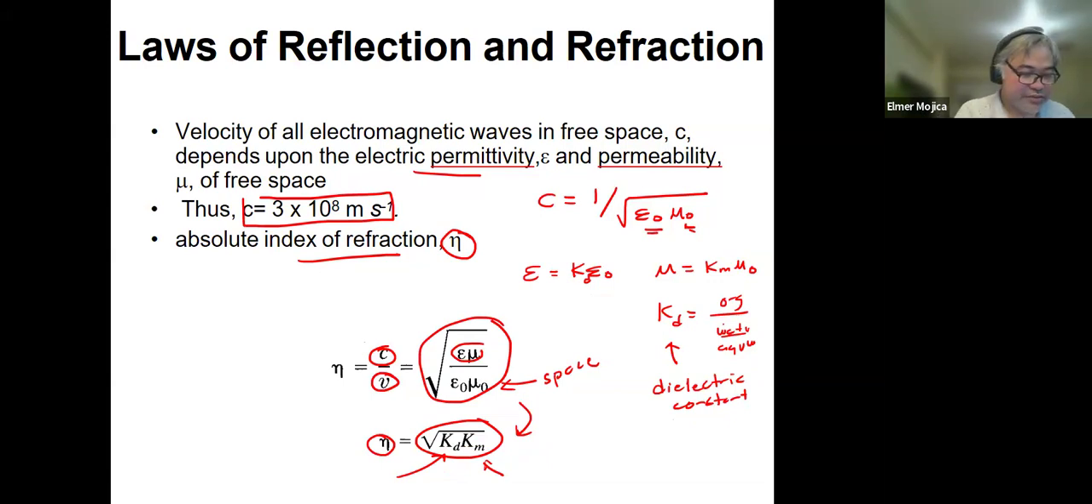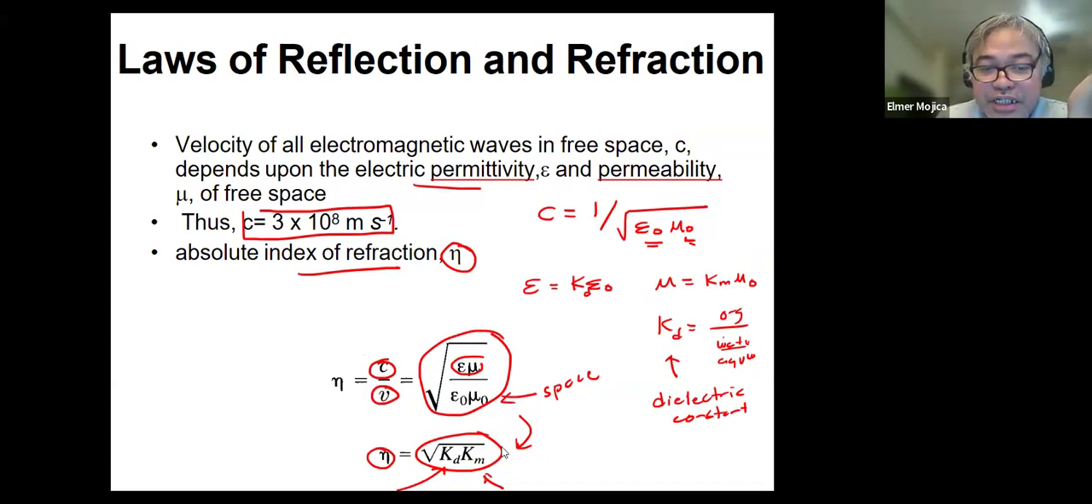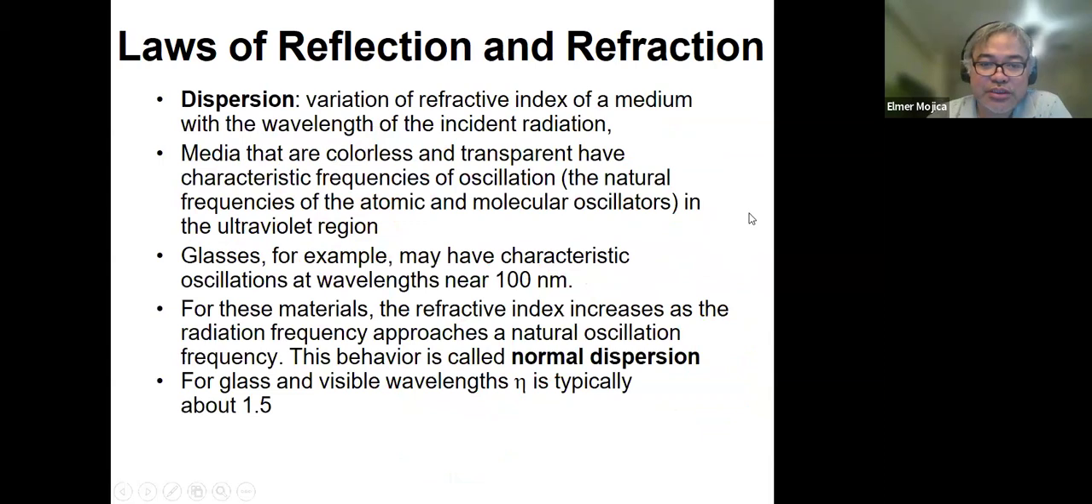Now, the question is, what can you say about this refractive index? If you look at the refractive index of the medium, how is it related to the wavelength of the incident radiation? Since the refractive index of a medium varies somewhat with the wavelength of the incident radiation, we have the phenomenon known as dispersion.